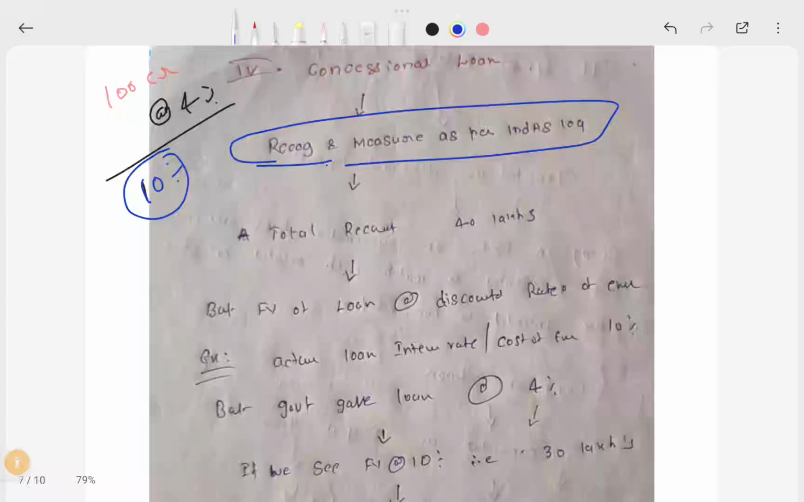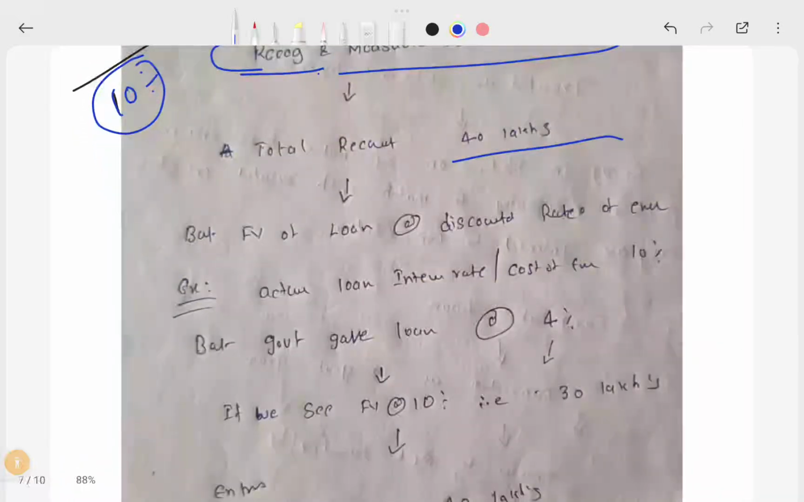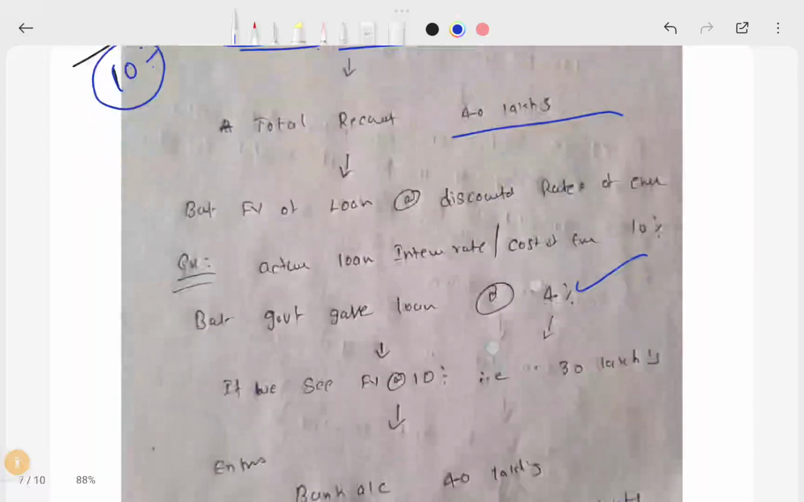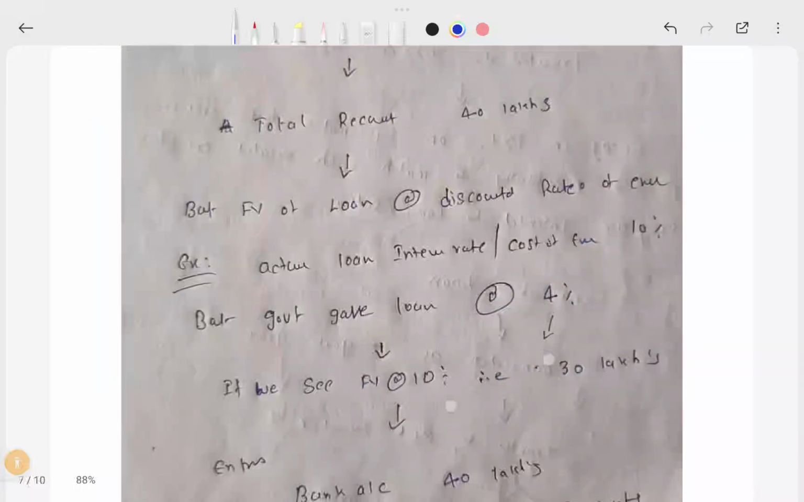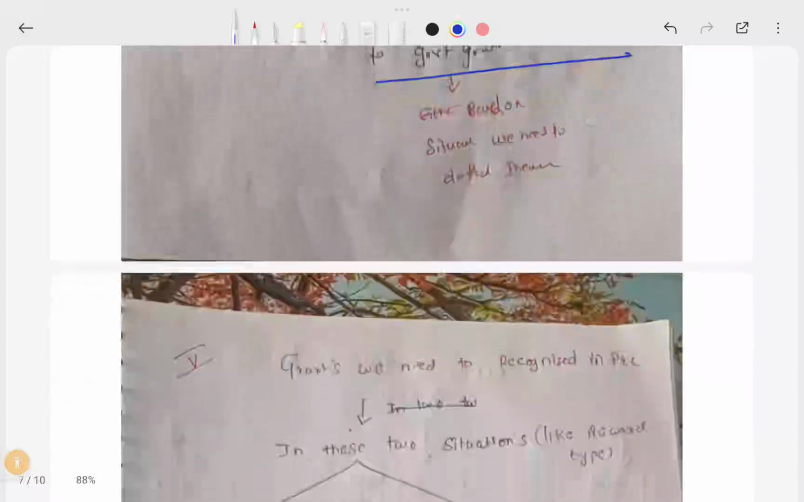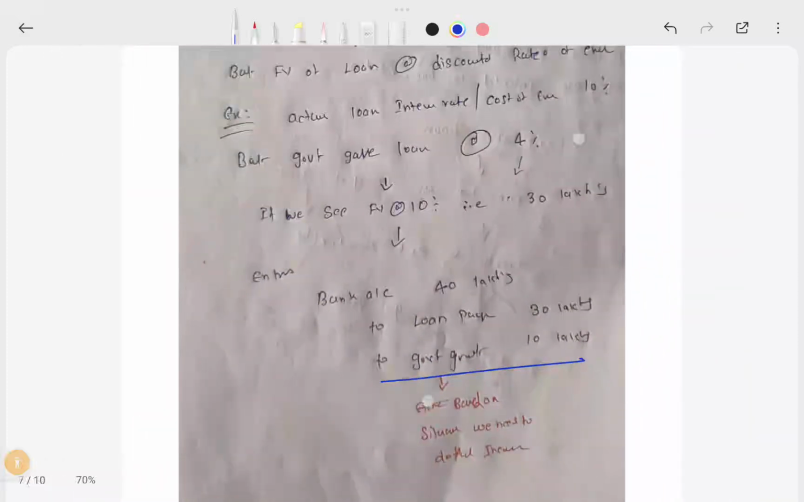Say suppose in this example instead of 30 crores, say suppose 40 crores is the loan given by the government, but the fair value of that loan at discount rate of 10%, but 4% is the government rate that has been given. So this difference is the trigger point for us to treat as a government grant. In this situation, journal entry: bank account 40, loan payable 30, government grant 10 lakhs. Based on the systematic basis, we need to defer the income. I hope you understand this.